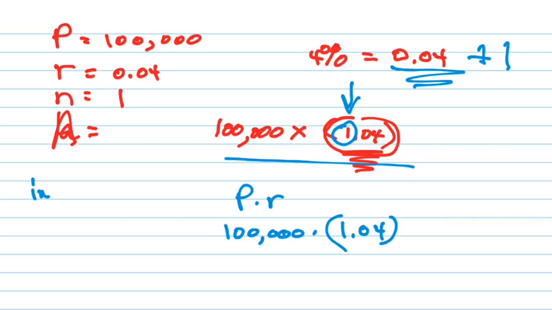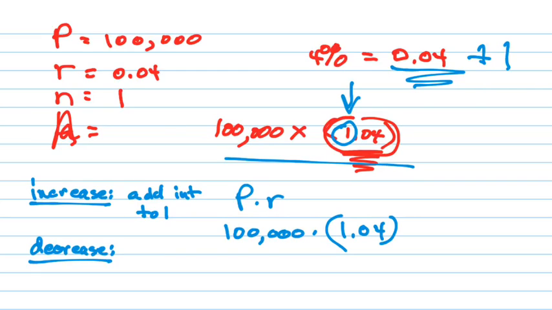If you're talking about an increase, in other words, the amount you owe is going to go up because of the interest, then you're going to add the interest to 1. But if you're talking about a decrease, and again, there weren't any decrease ones on the tests, that doesn't mean they can't show up. If you add to 1 for an increase, what do you think you're going to do when you decrease? Subtract the interest from 1.